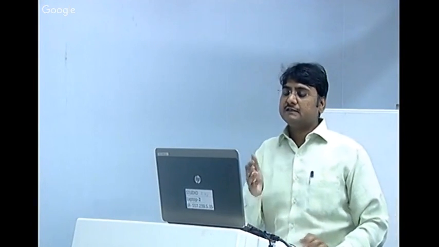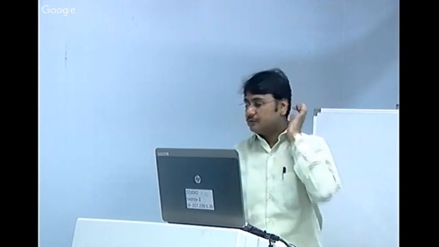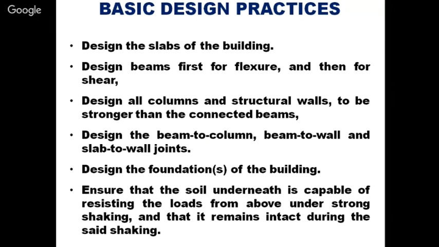Now, another thing, these are the basic design principles. First of all, we need to design the slab. Then we need to design the beam for flexure as well as shear. Then we design the columns and structural walls to be stronger than the connecting beams. Design the beam to column, beam to wall, and slab to wall joints. Design the foundation. Ensure that the soil beneath is capable of resisting the loads from above under strong shaking. So this is the principle.